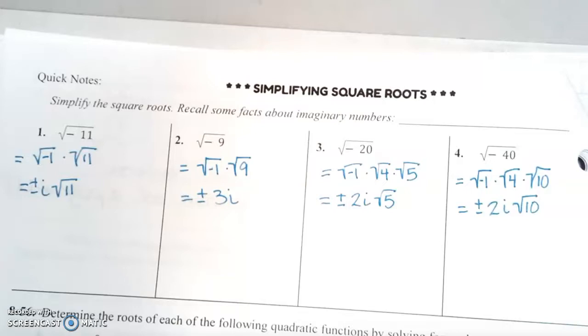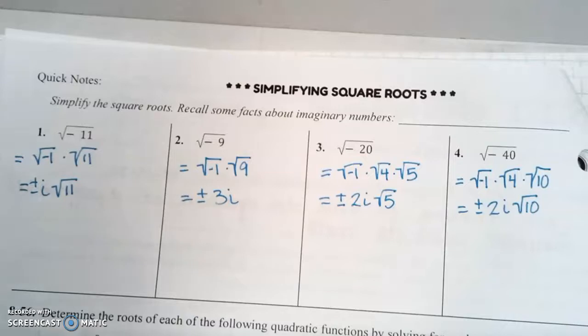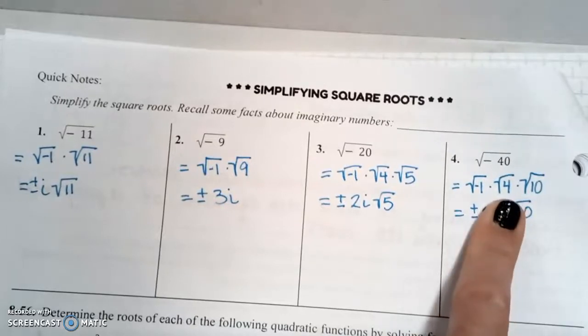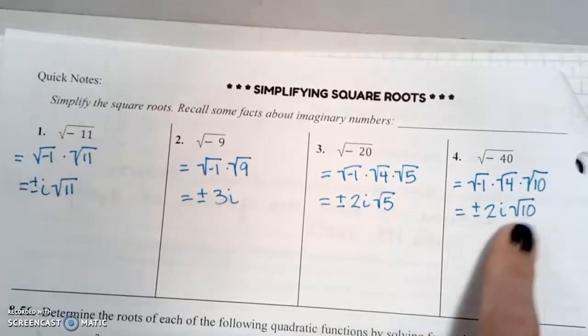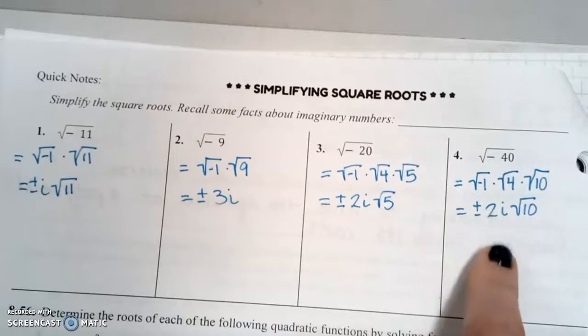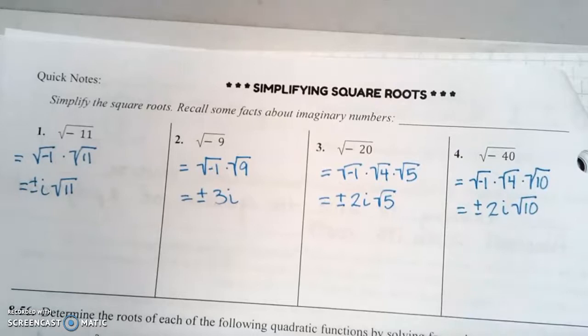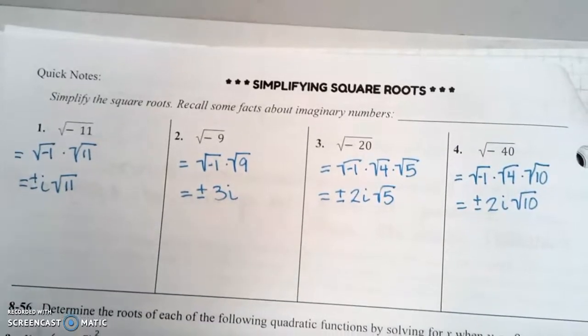And then the square root of 5 is some decimal, so leave it under that radical because it is not a perfect square. And then part D4, square root of -40. Separate it into the square root of -1 times the square root of 4 times the square root of 10. So the square root of -1 is your i, square root of 4 is 2, and the square root of 10 is not a perfect square, so leave it under that radical. Okay?